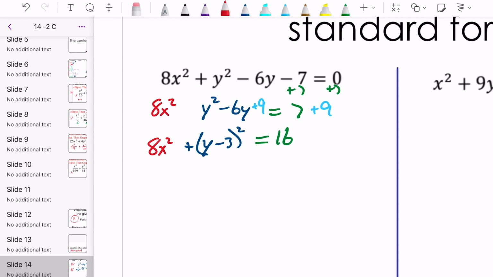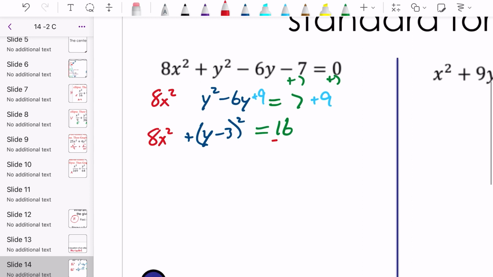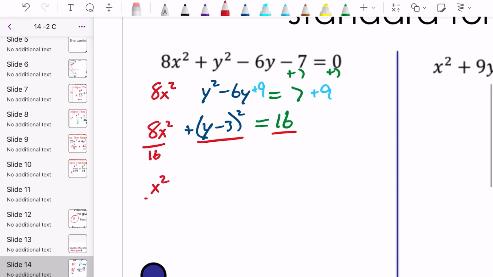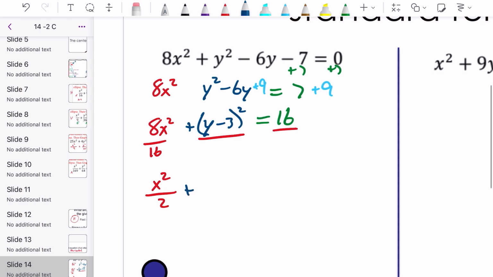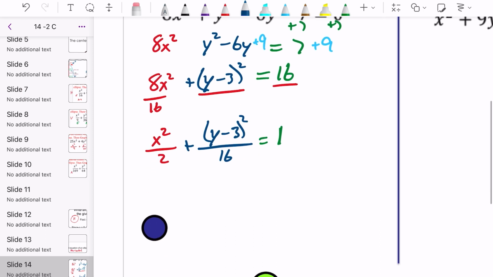Our entire goal is to make that number equal 1. So we're going to divide all of our sides by 16. When we do that, we're going to get x squared divided by 2 plus y minus 3 squared divided by 16. And this out here would be giving us a 1. Considering the placement of the 16 and the larger number, this would be a vertical equation.